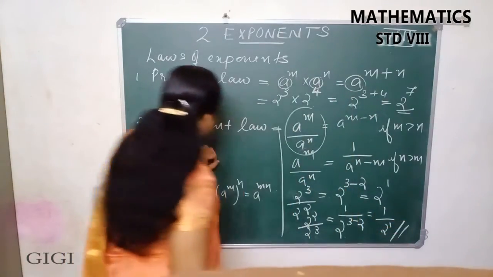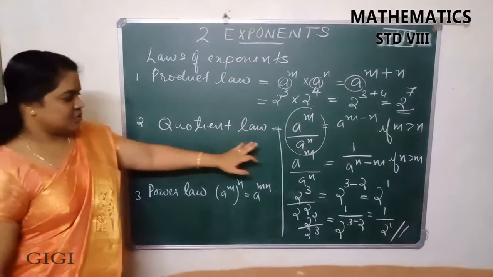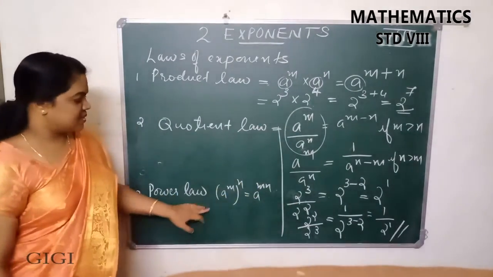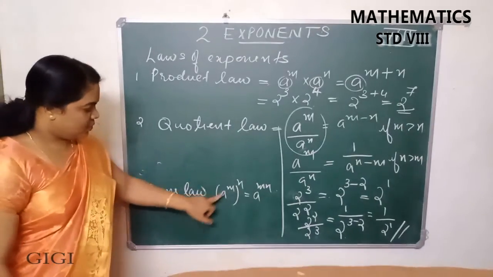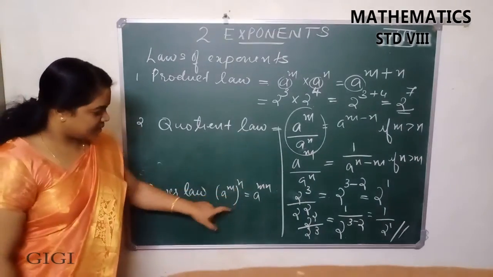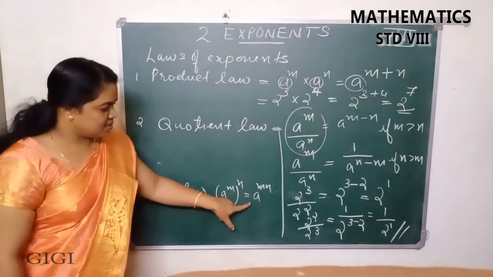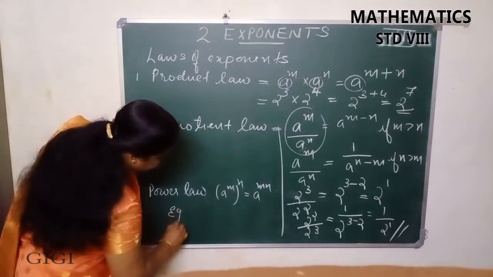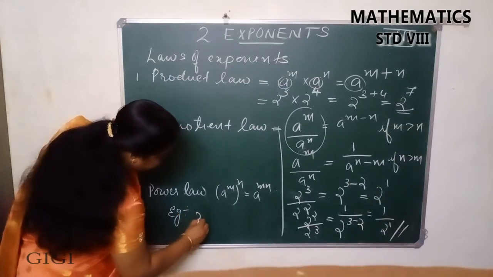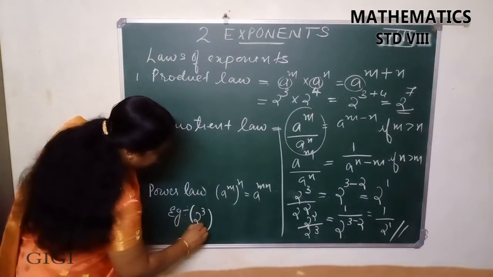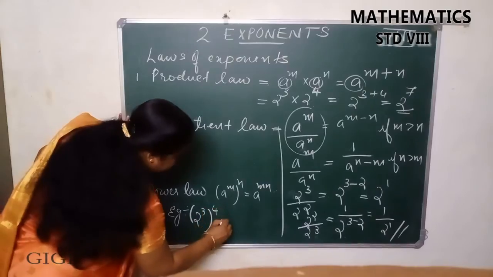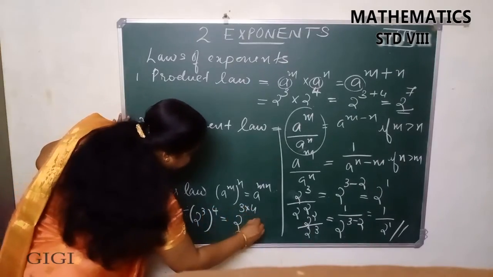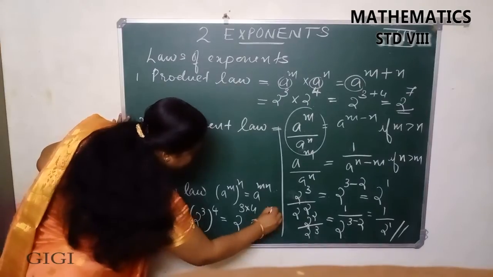This is the quotient law. And the third law is the power law. The power law is a raised to m, the whole raised to n, is equal to a raised to mn. For example, 2 raised to 3, the whole raised to 4, is equal to 2 raised to 3 into 4, that is equal to 2 raised to 12.